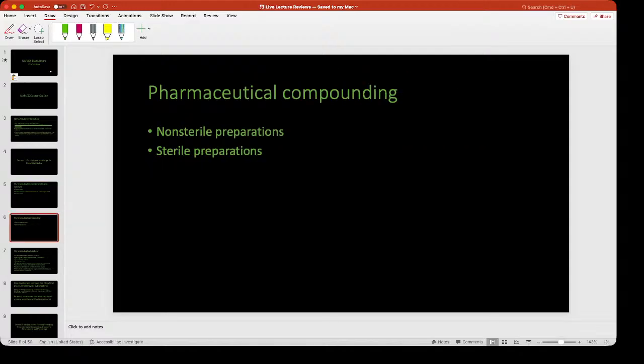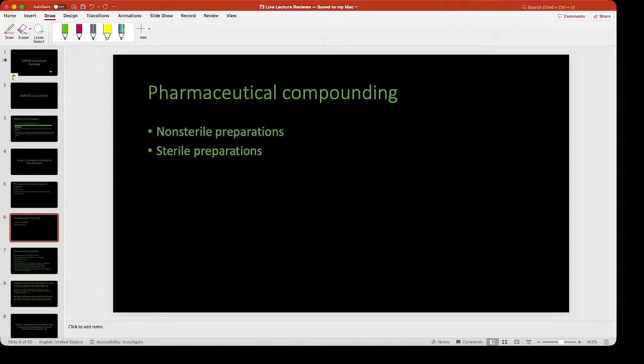Non-sterile preparations: definitely understand the differences there, especially when it comes to sterile preparations, where there's a lot more involved. Also hazardous drugs, knowing USP 797, 795, and 800, as well as the NIOSH drugs. It's important to at least have a basic understanding of all of that.